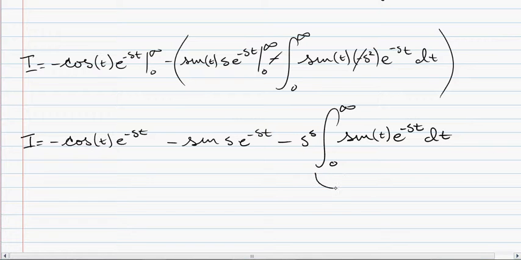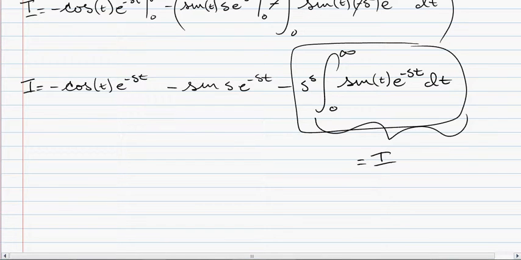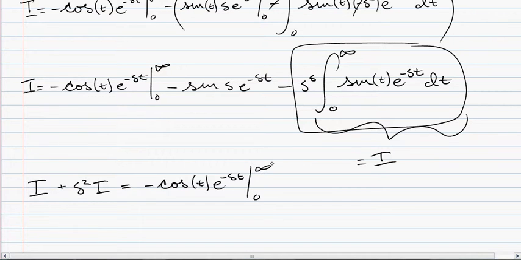But then this over here, this is also equal to I. So if I add this to both sides, I'm going to get I plus s squared I is equal to negative cosine of t e to the negative st from 0 to infinity, minus sine of t s e to the negative st from 0 to infinity.